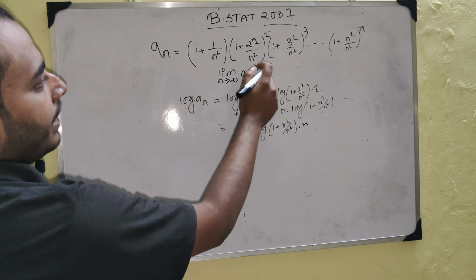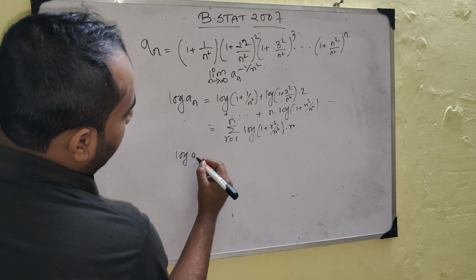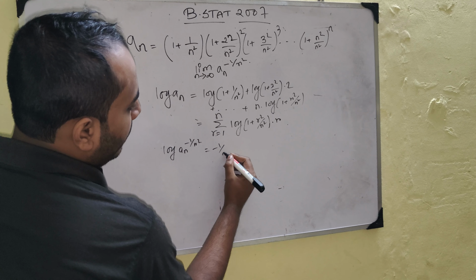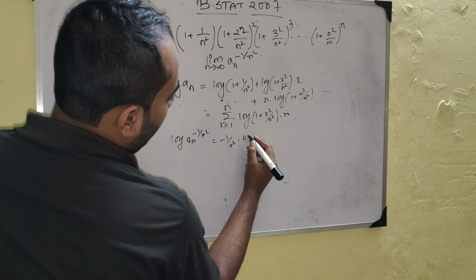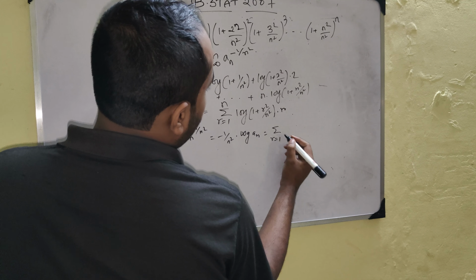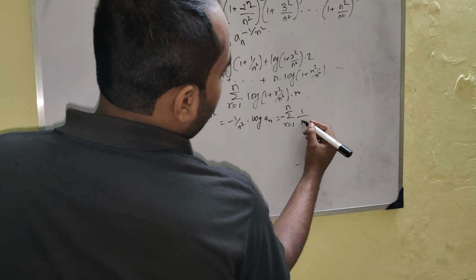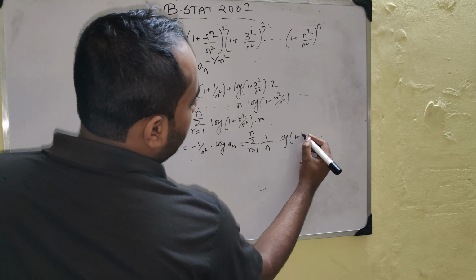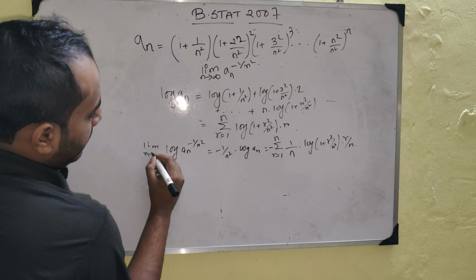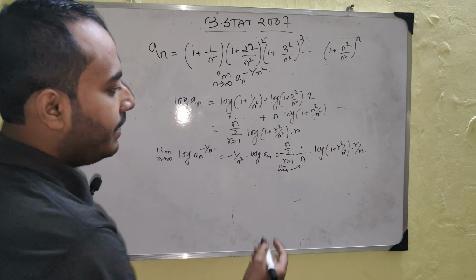Now we want to find out log of a to the power minus 1 by n square. So if this is log an, then log of an to the power minus 1 by n square is nothing but minus 1 by n square into log of an, which is this summation, r equals 1 to n, and we can simply write this as minus. Now keep a 1 by n here, write log of 1 plus r square by n square into r by n. Now take the limit on both sides, limit on this side as well. You can see this has transformed into a Riemann integral, right? What is the answer?